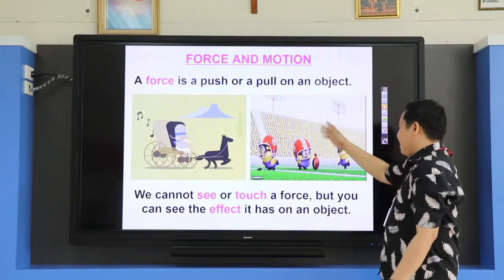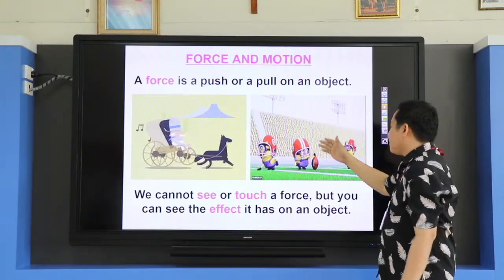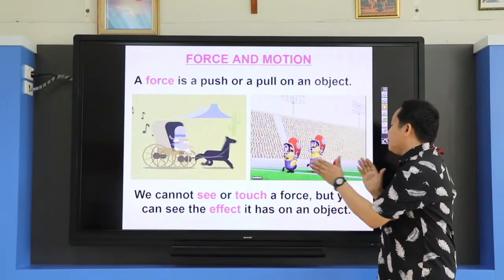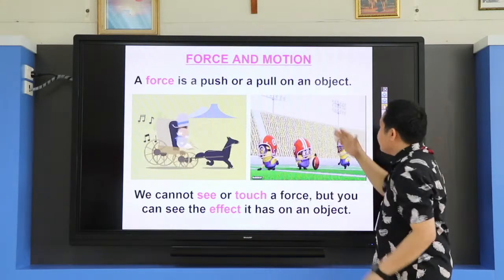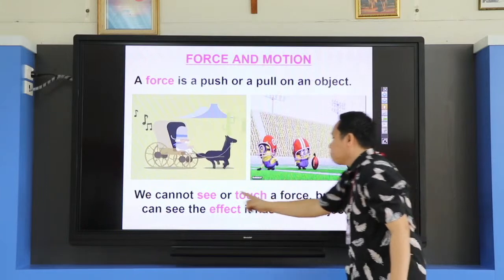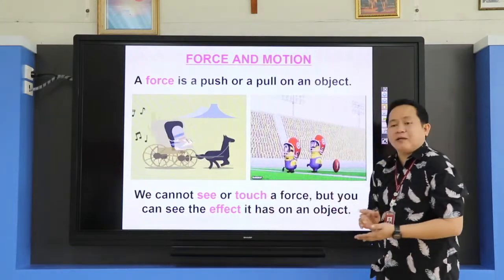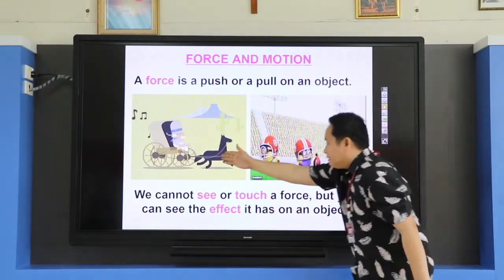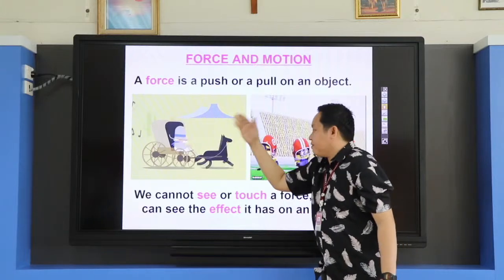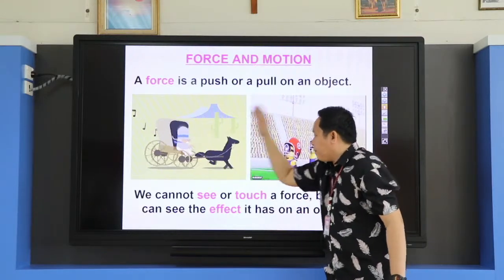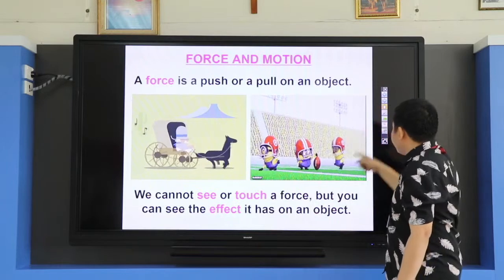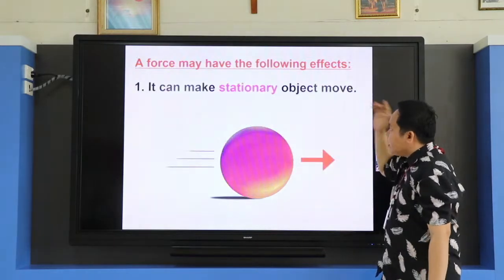Okay, whatever the gender of these creatures, they are pushing the ball away from them. So it is like a pushing of something. We cannot see or touch a force, but we can see the effect. Example, the effect here is the carriage moves from one place to another, and the ball can move from one place to another. Let's continue.